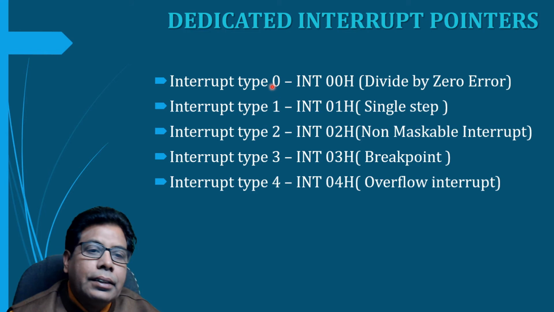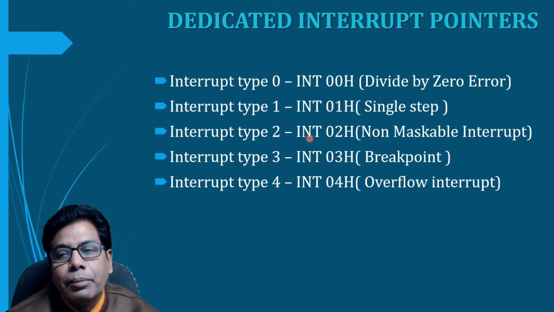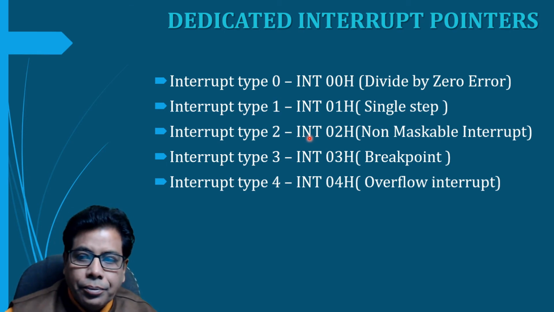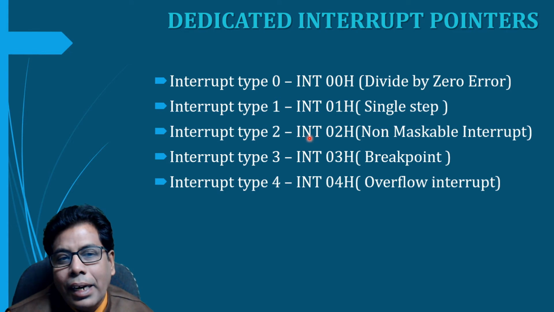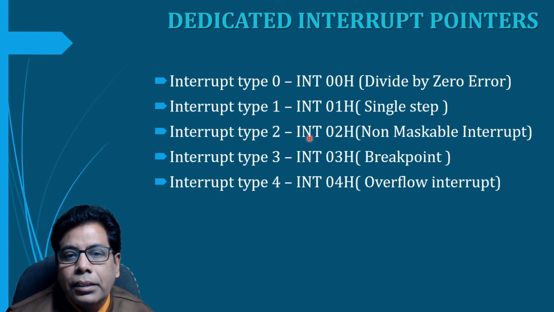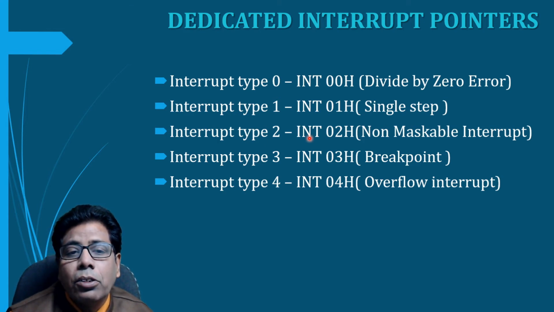Then the next is type 2, that is the non-maskable interrupt. So here, when the NMI pin receives a low to high transition, that is, it is edge triggered, that's why low to high transition, this interrupt will be initiated, and this interrupt cannot be masked or disabled.